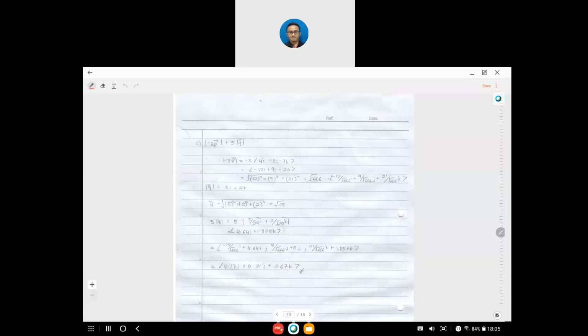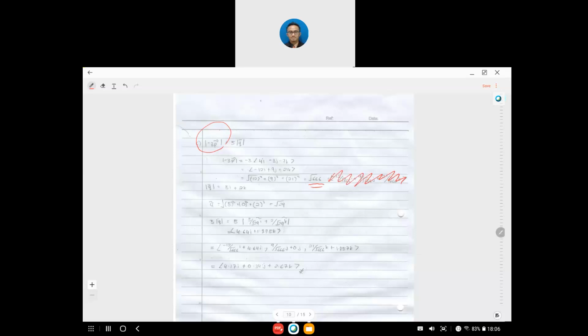Question C. Magnitude of negative 3P. Okay, magnitude you must get in terms of a number, not in vector form. So first find the magnitude of negative 3P, what do you get? Square root of 666. Not this one, because there is already a magnitude. This is its answer. And then magnitude of what next? 5Q.